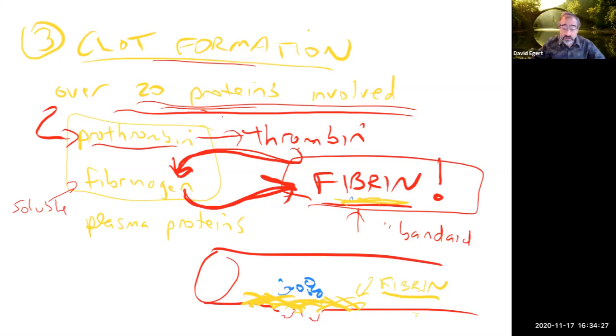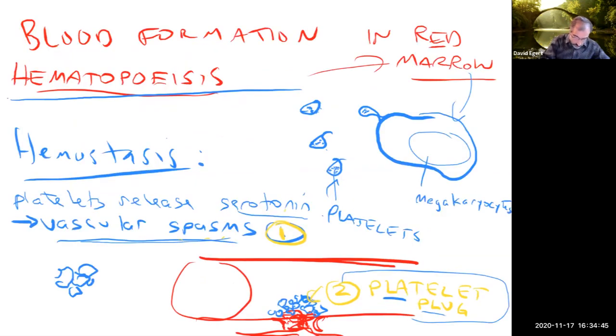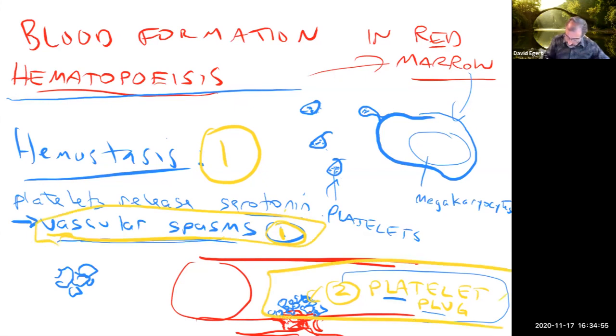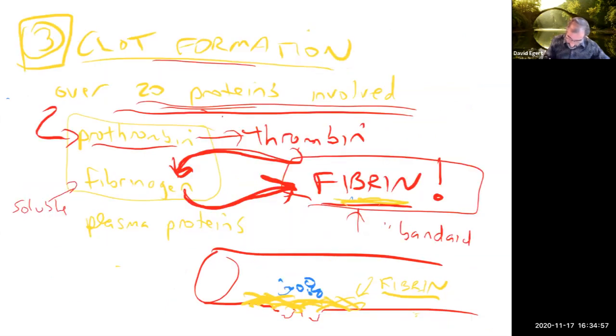So at this point, we've got a temporary fix, but obviously you're gonna want to heal things up. So this would be step three. Step one was hemostasis, the vascular spasms. Step two was the platelet plug. Step three, now we have this fibrin, which we call the clot.